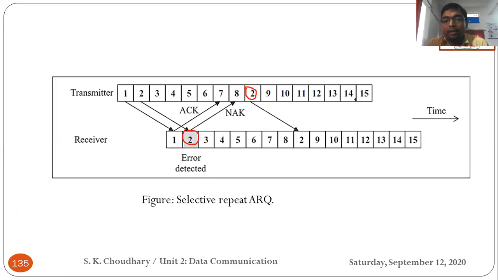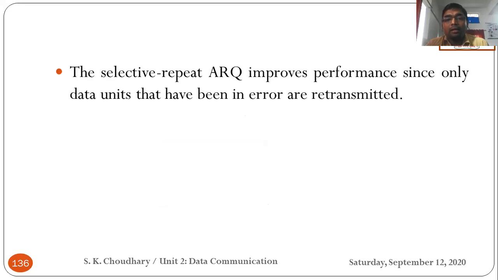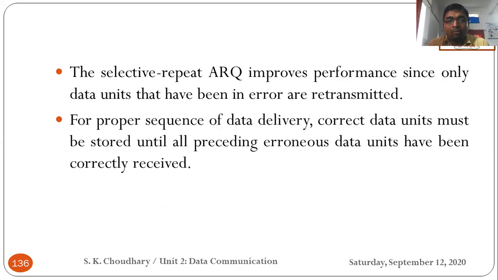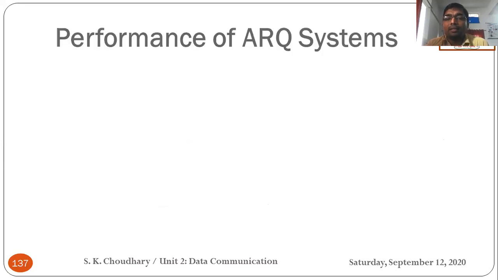Okay, so in this way it saves your bandwidth also, and the performance of this ARQ system is better than the Go-Back-N ARQ and Stop-and-Wait ARQ systems. For the proper sequence of data delivery, correct data units must be stored until all preceding erroneous data units have been correctly received. And the price of this improvement is what? Always when we make some modification, there is an increase in the complexity of the receiver.